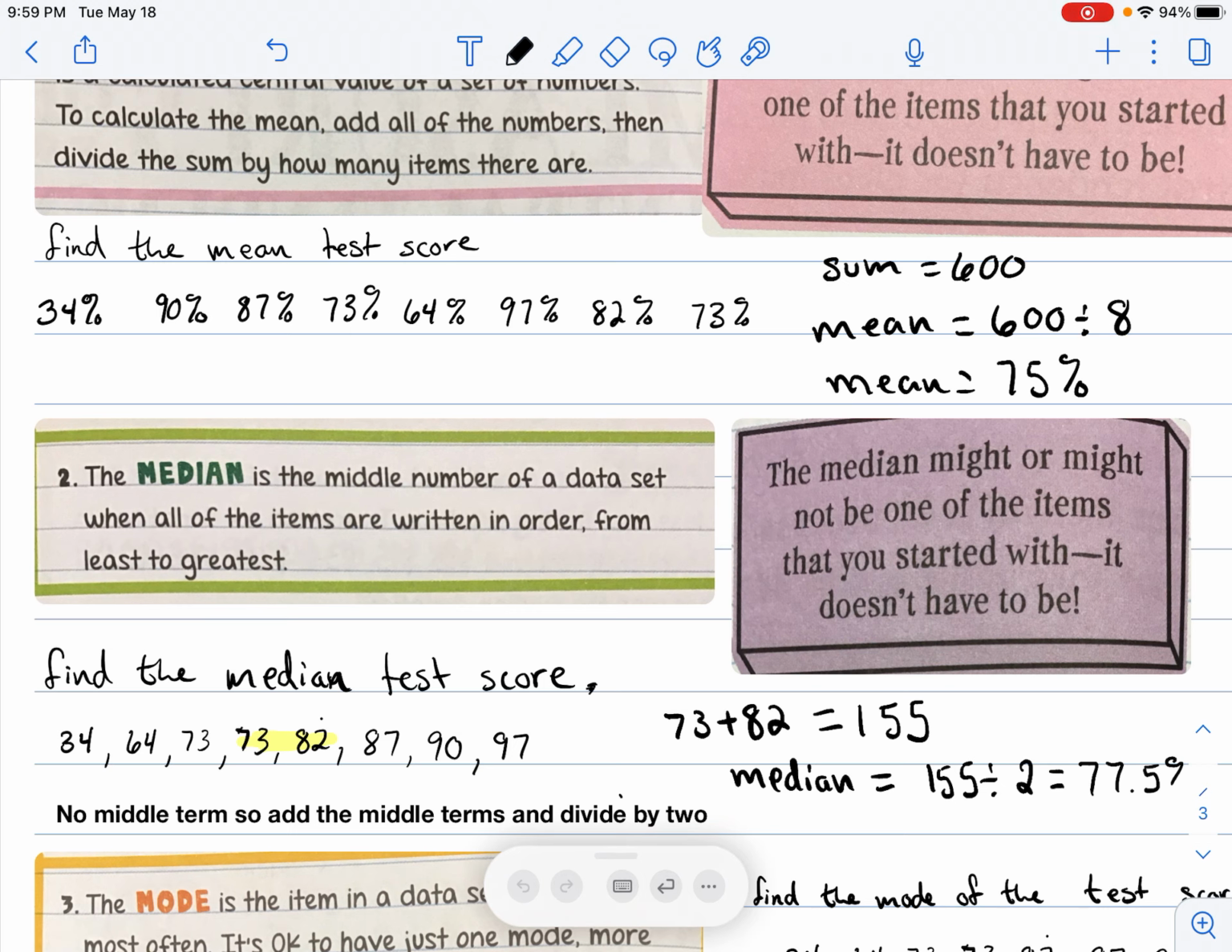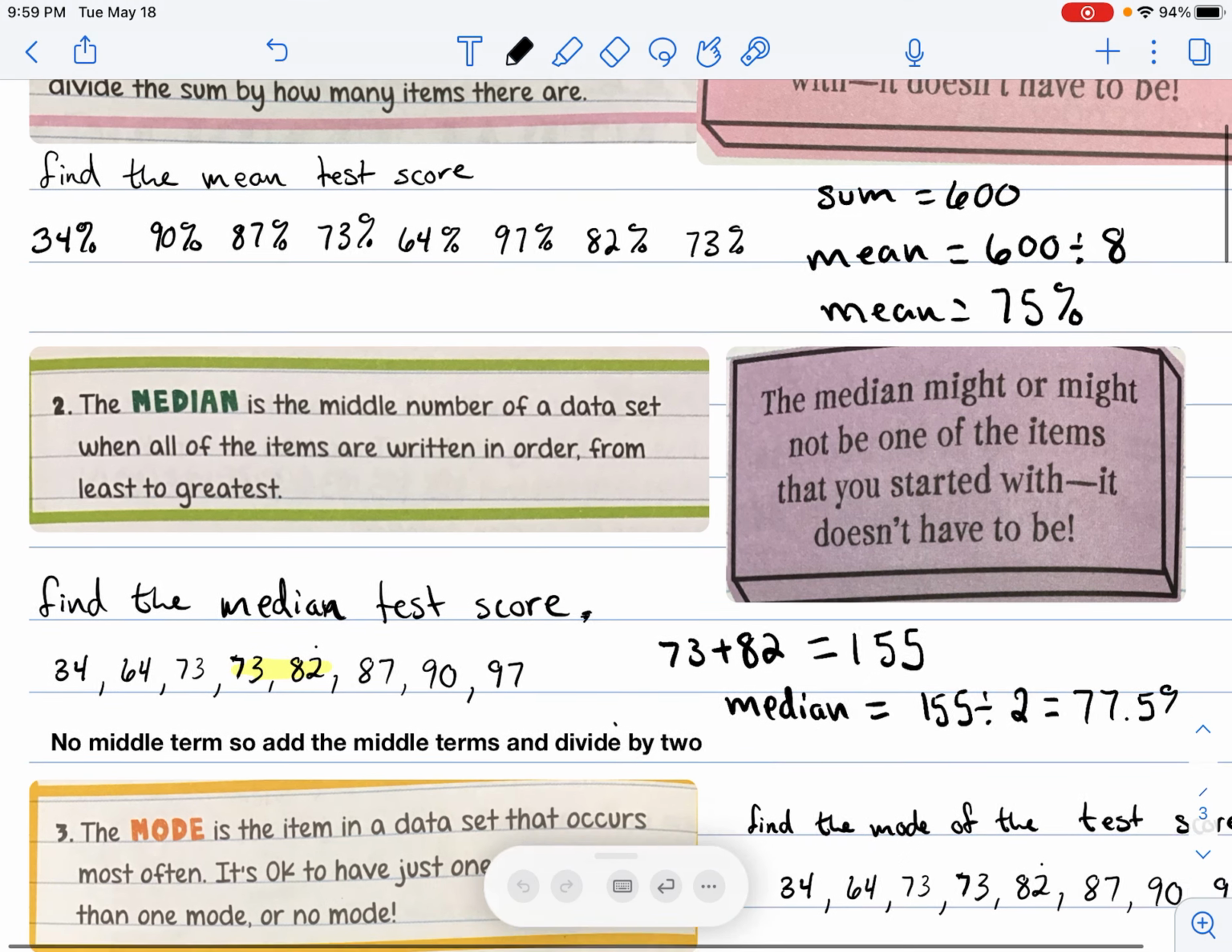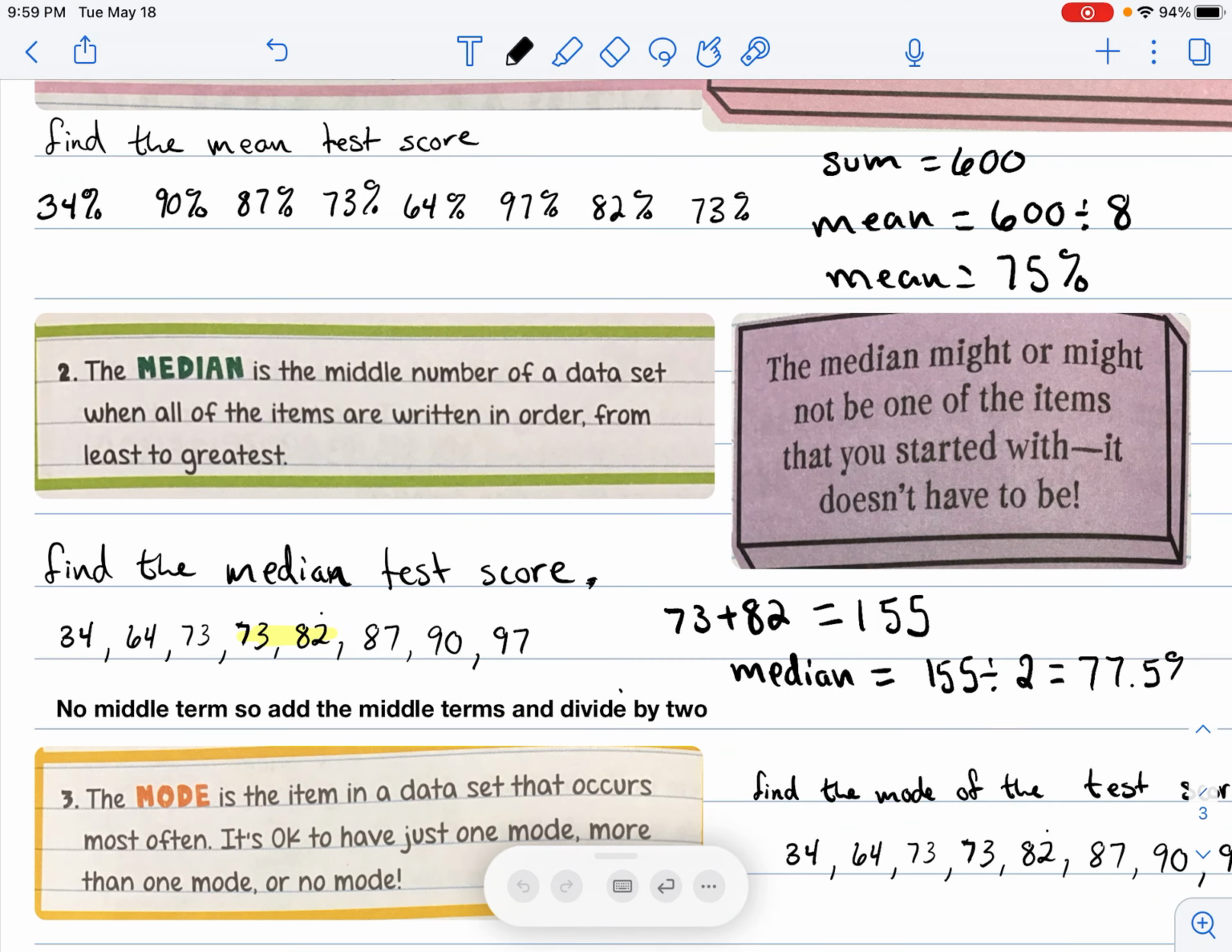So notice this one wasn't a value in the list of our test scores, but it would be right in the middle of our 2 middle test scores. Okay, so once again, you add the 2 middle ones up and then just divide by 2.